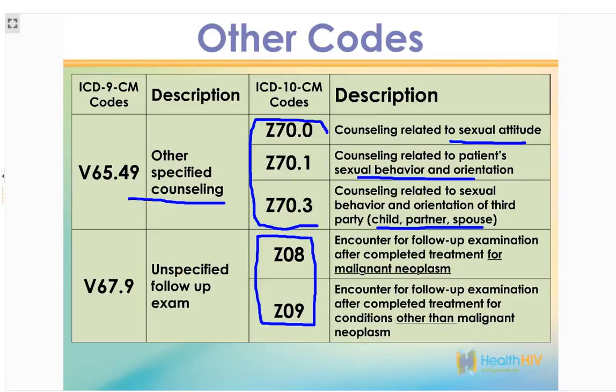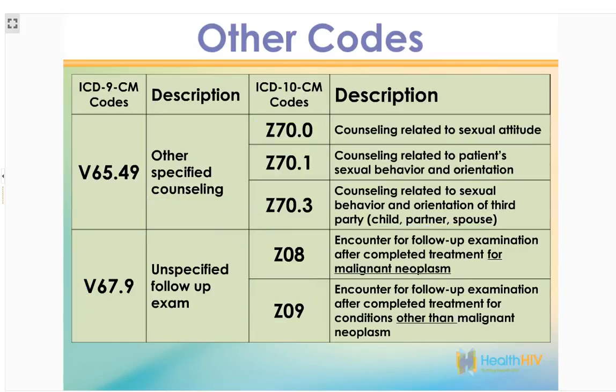So now, instead of reporting the unspecified code that was used in ICD-9 that commonly resulted in denied claims, there's a code that's more specific that helps the payer determine that the patient was sick, but now they've completed treatment and are coming in just for that follow-up visit. Now, if you'll notice, Z08 is specific to cancer, and Z09 is everything other than cancer.